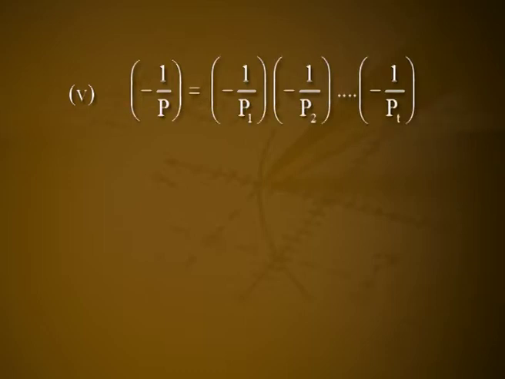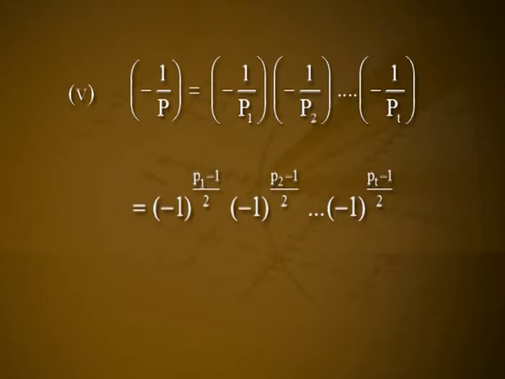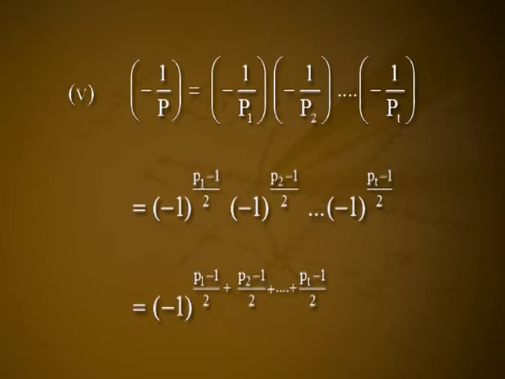Let p = p1 p2 ... pt be the prime factorization of p. Then (-1/p) = (-1/p1)(-1/p2)...(-1/pt), which is equal to (-1) raised to (p1 - 1)/2 + (p2 - 1)/2 + ... + (pt - 1)/2. Equation number 1.